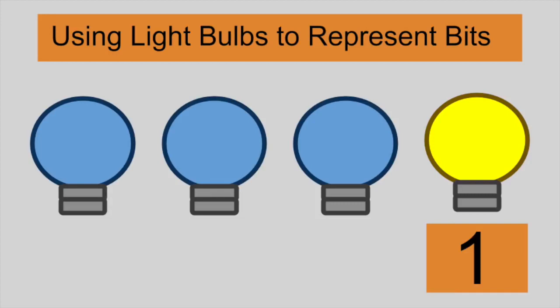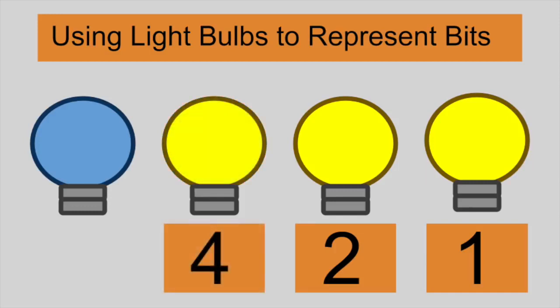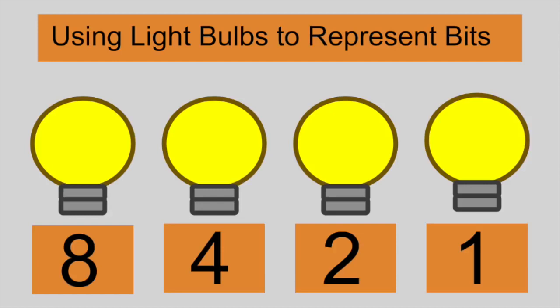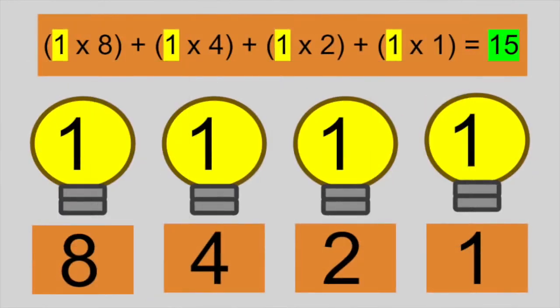The rightmost bulb is 2 to the power of 0, which is 1. The next bulb over is 2 to the power of 1, which is 2. The next bulb after that is 2 to the power of 2, which is 4. And finally, the leftmost bit will represent 2 to the power of 3, which is 8. When all 4 light bulbs are on, we can add up their values to get the number 15, since 8 plus 4 plus 2 plus 1 is 15.